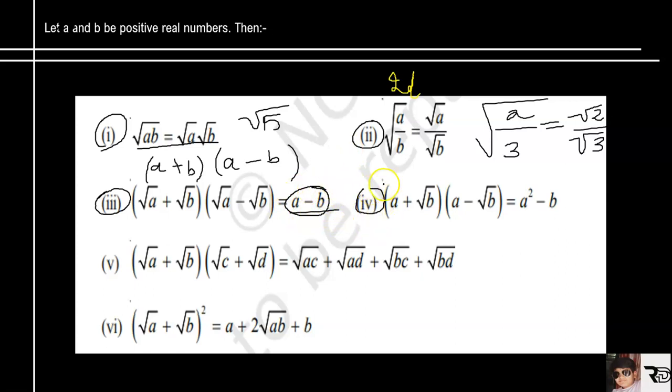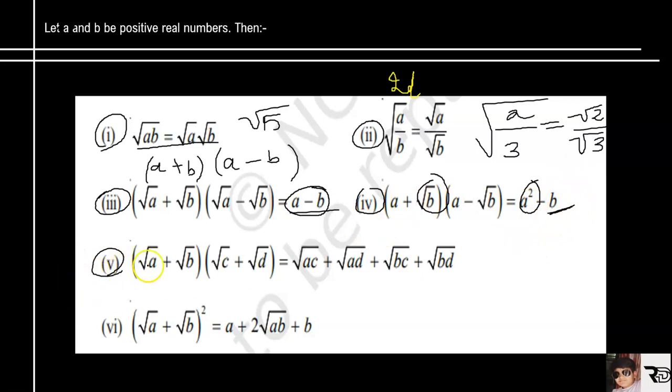Like in the fourth example, when I remove the root sign from the variable A, and the root sign remains with the variable B, then A becomes square. But since B still has the root, the root cancels out the square and therefore it remains to be B itself and there is no square on B. This is my fourth identity.